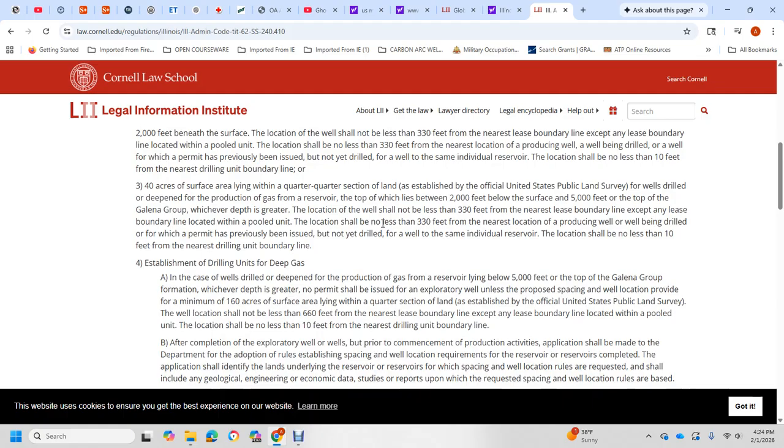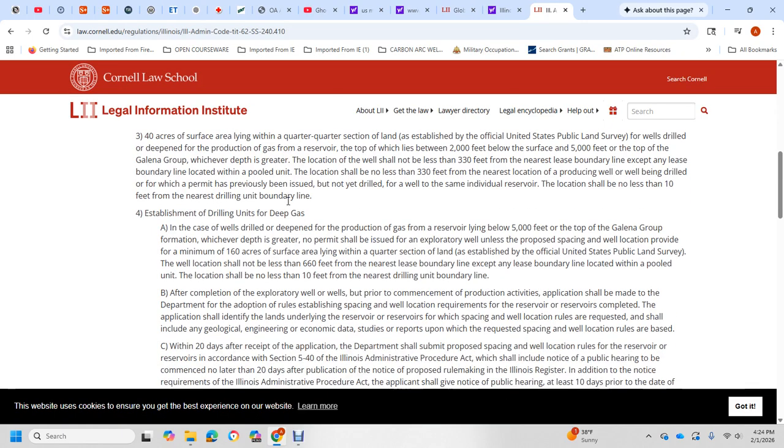40 acres of surface area, in the quarter section of land established with the official public land survey, with a well drilled deep in the production of the gas reservoir, between 2,000 feet and 5,000 feet, with the top of the formation at that depth. The location of the well not less than 330 feet from the nearest lease boundary line, except any lease boundary line in a pooled unit, location no less than 330 feet from the nearest location producing well, well being drilled, or well with a permit issued but not yet drilled, with the same individual reservoir location not less than 10 feet from the nearest drilling unit boundary line.